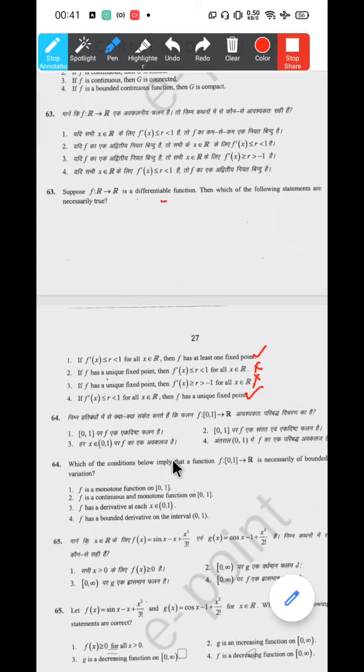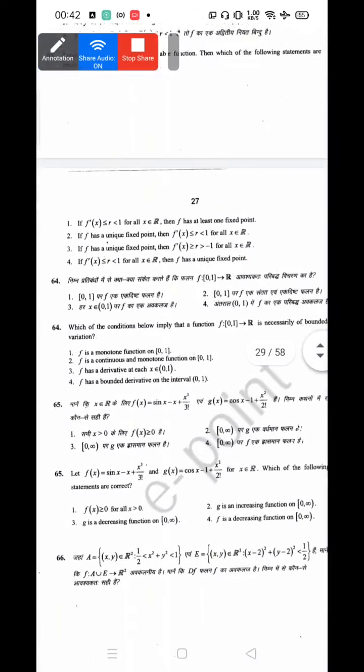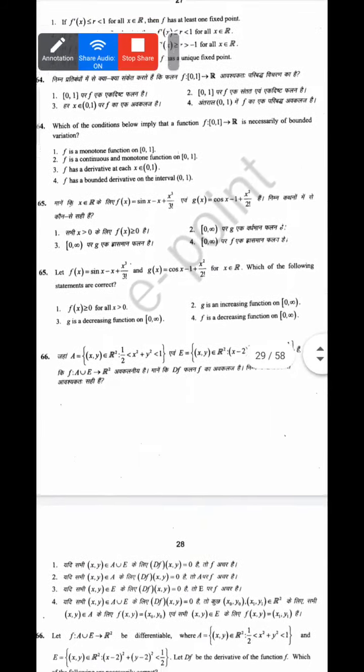Which of the conditions below imply the function is necessarily of bounded variation? Okay. Bounded derivative, yes, bounded derivative. Monotonic, yes, monotonic. Continuous and monotonic. If it is monotonic, then it is also true. Continuous monotonic, then it is also true. What does having a derivative have to do with it? So it has options 1, 2, 3. Yeah. What is the next one? 65.